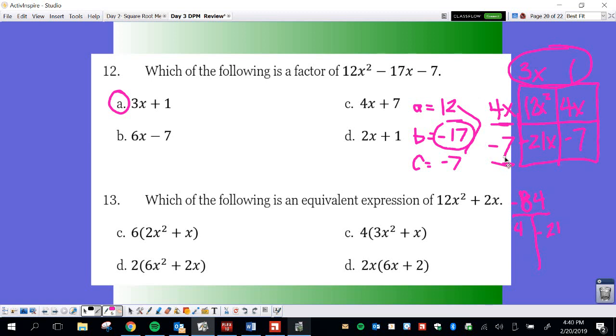Okay, so down here it says, which of the following is an equivalent expression of 12x squared plus 2x? Here's that word again, equivalent. So right away we know we're going to use our calculators. So in our calculator, in y1, we're going to put our expression. And then we're going to try each of these in y2 until we find the one that shows us on the table where y1 equals y2. Okay?